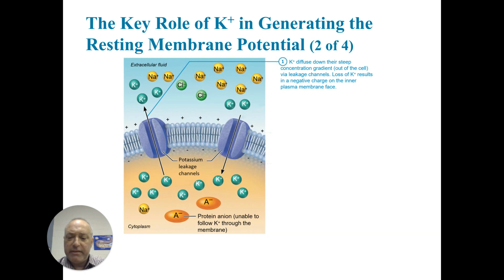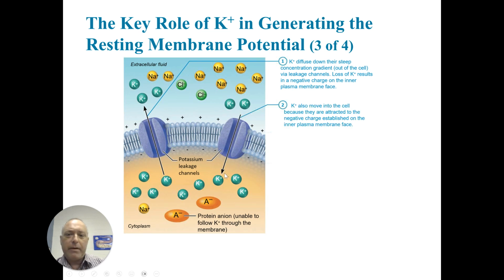Okay, so here we can see the potassium on the inside and the sodium on the outside. There's also chloride. Don't worry about chloride. And so we're showing potassium leaking out. That's making the cell more negative, because you're losing this positive charge.